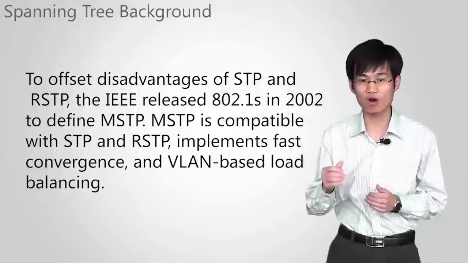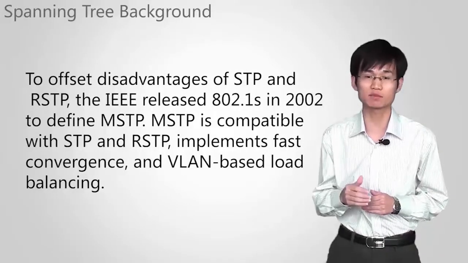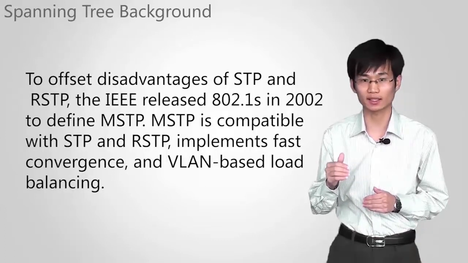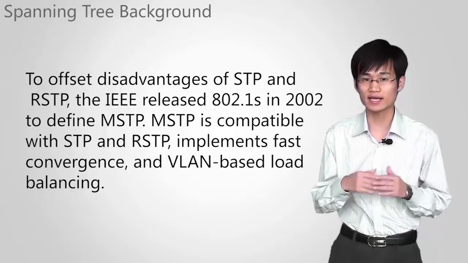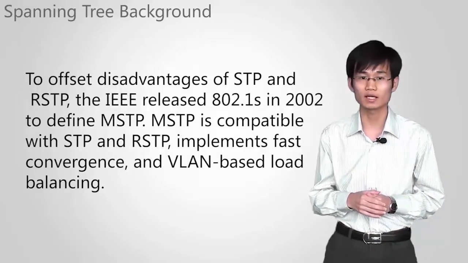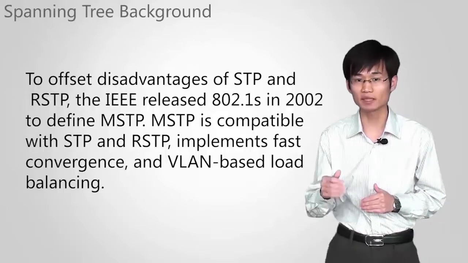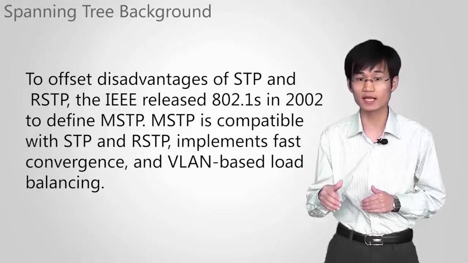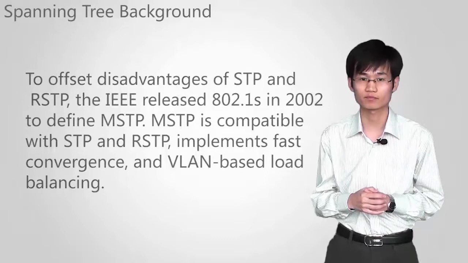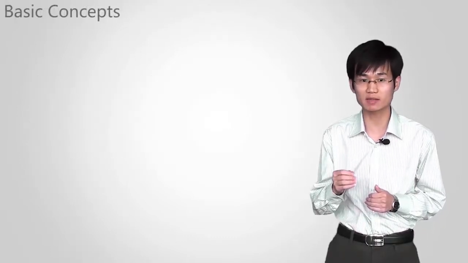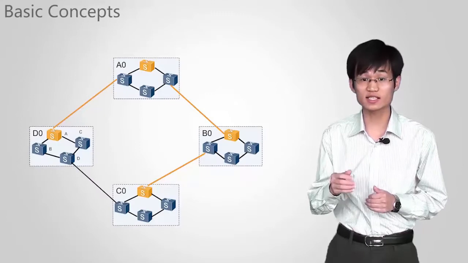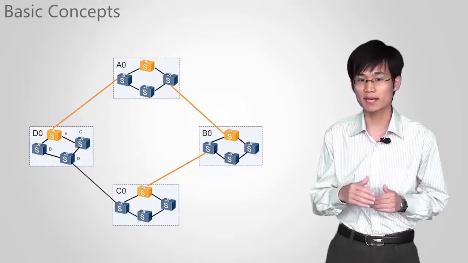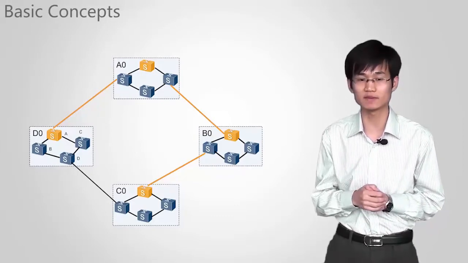To offset the disadvantages of STP and RSTP, the IEEE released 802.1s in 2002 to define MSTP. MSTP is compatible with STP and RSTP, and implements fast convergence and VLAN-based load balancing. Next, I will introduce the basic concepts to you. All the devices in the figure run the MSTP protocol. Next, I will explain basic concepts of MSTP.